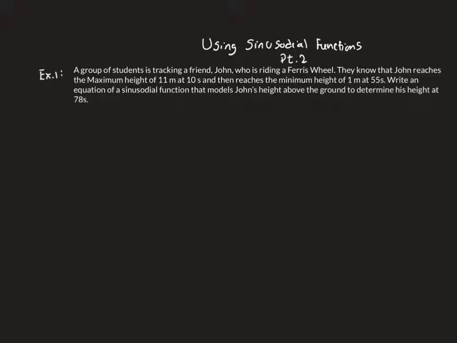So remember, in word problems, you always want to underline the important stuff. He reaches a max height of 11 meters at 10 seconds. He reaches a minimum height of 1 meter at 55 seconds. This is helping you to determine your period and, of course, your max and min. All right, so let's take a look.